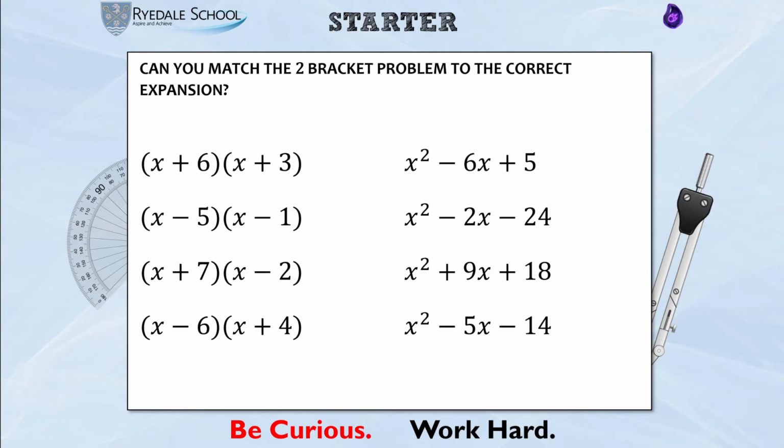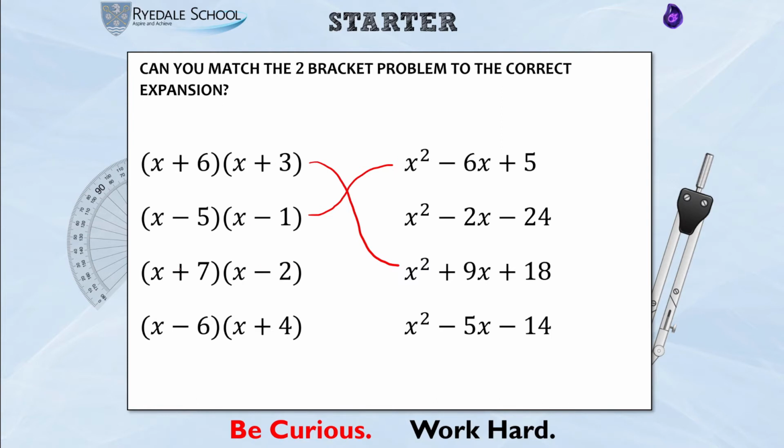So let's go through the solution to this. Maybe one or two of you will have anticipated what I've done here. We will see. So the first one, x plus 6, x plus 3, if you multiplied it out and collected terms, that would match to x squared plus 9x plus 18. The second one, if you multiplied this out, that one is x squared, take away 6x plus 5.